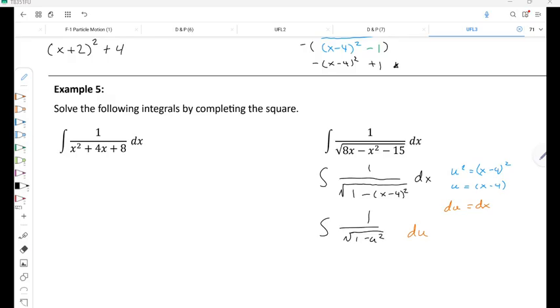I should have made my u squared blue. That's a must-know, and that is arctan. Arctan of u plus c in blue, because I don't feel like moving my pen to the other side of the screen. Full disclosure. So then putting my u back in, I have the arctan of the arctan.